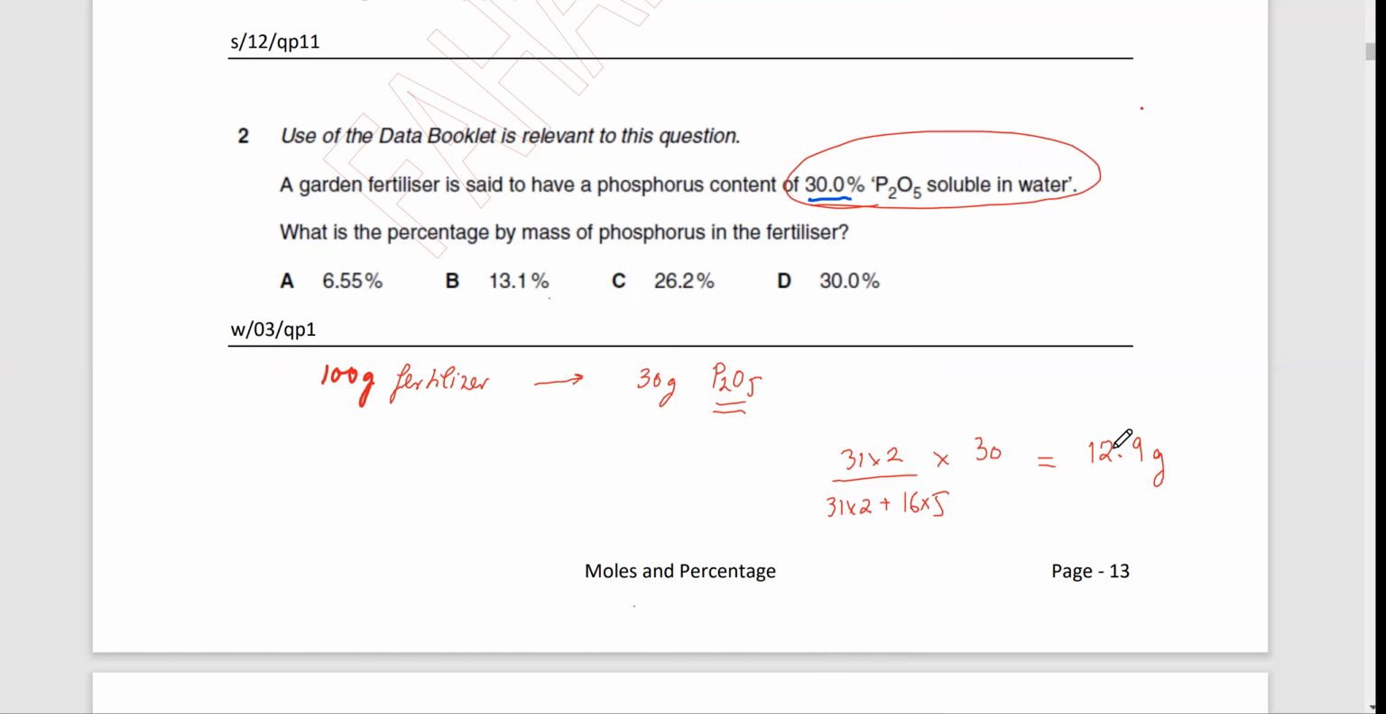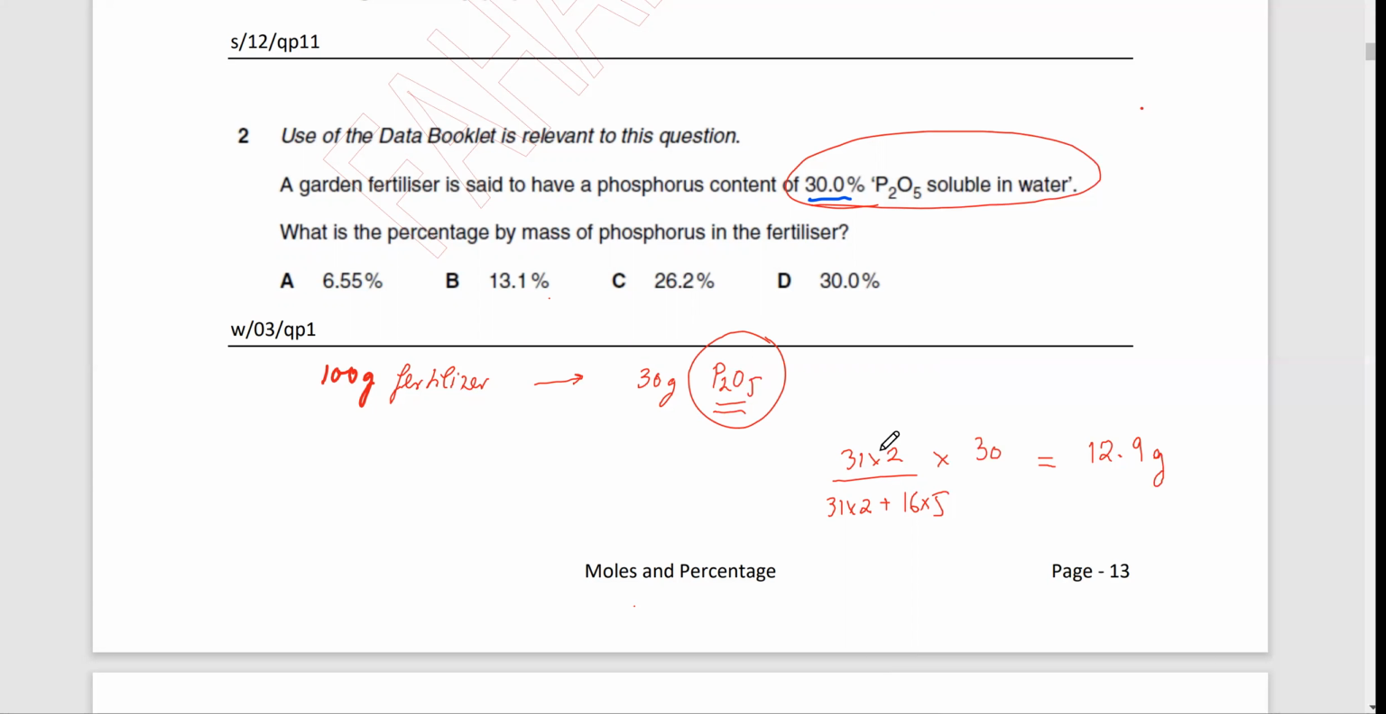Probably 12.9 से ज़्यादा accurate होना चाहिए. 62 ये आप calculator पे करके देख लो. So what I did was the percentage I assumed it was a 100 gram fertilizer. So उसके अंदर अगर 30% P2O5 है, so I assumed it's going to be 30 grams of P2O5 because 30% of that would be P2O5. फिर P2O5 के अंदर I figured out how much phosphorus would there be. तो मैंने उसको percentage से multiply कर लिया.